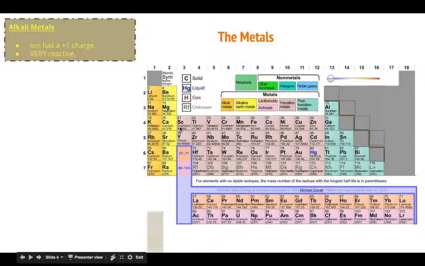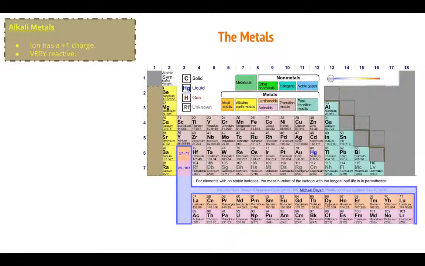Let's talk about the metals specifically. We have names for the different groups of metals. We have the alkali metals, which are column 1 here, except for hydrogen. When an alkali metal turns into an ion, each of those ions will have a +1 charge. That makes them very reactive. It's easy for them to react with other elements.